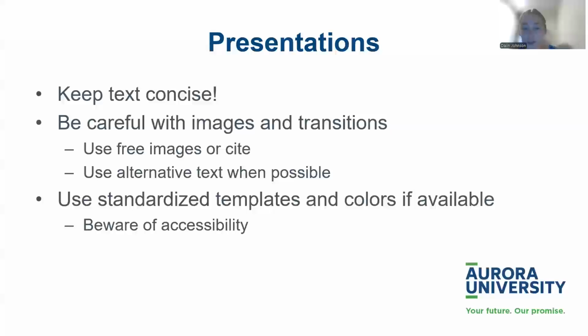If you're going to use images, make sure you use free images or you're citing images if they were from the internet. And then use alternative text when possible. So there's usually an option on Google Slides or PowerPoint where you can put in the image a description of what it is. So if someone is visually impaired, they can look at that and read what the image is actually of.